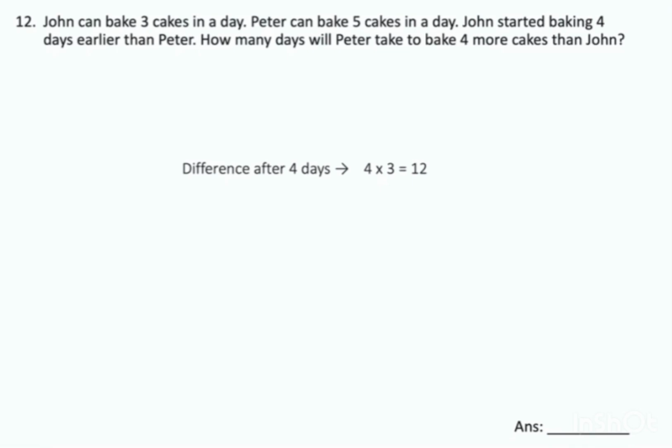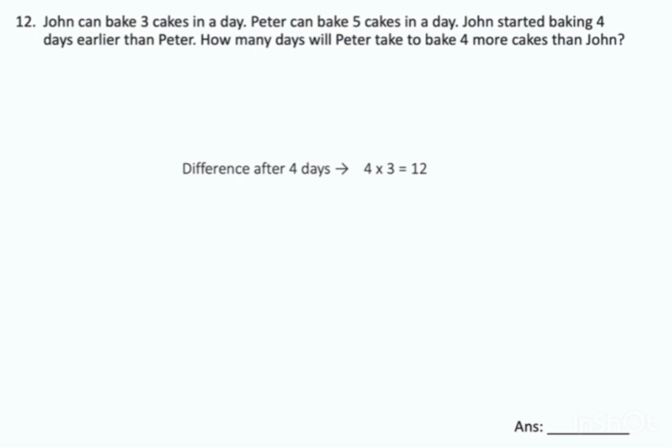So it started off, when Peter started baking, right? John has more than him. But at the end, he has more than John by 4. Got it? So in order for Peter to have 4 more than John, what must Peter do? Peter must bake extra, right? By how much?